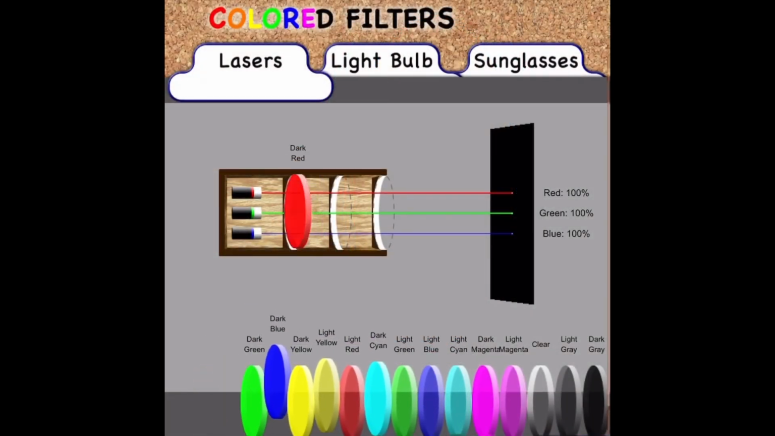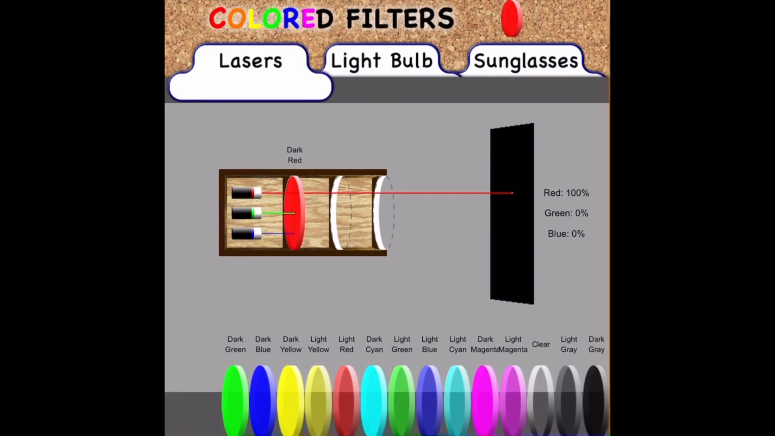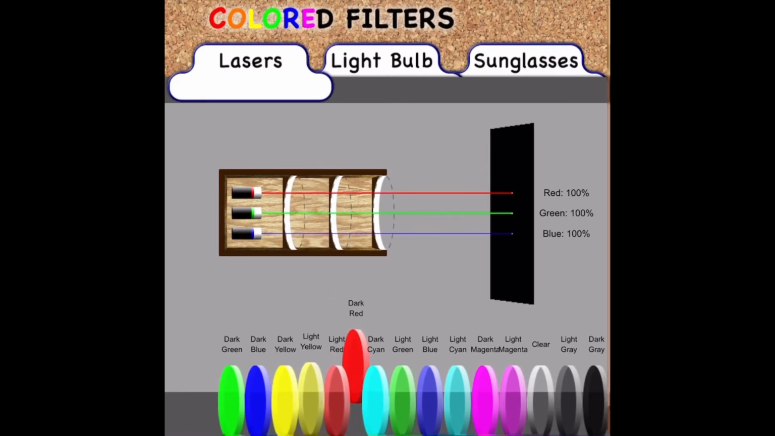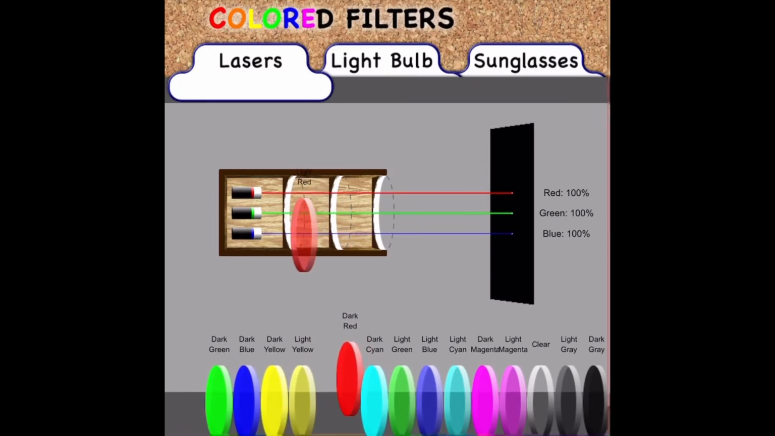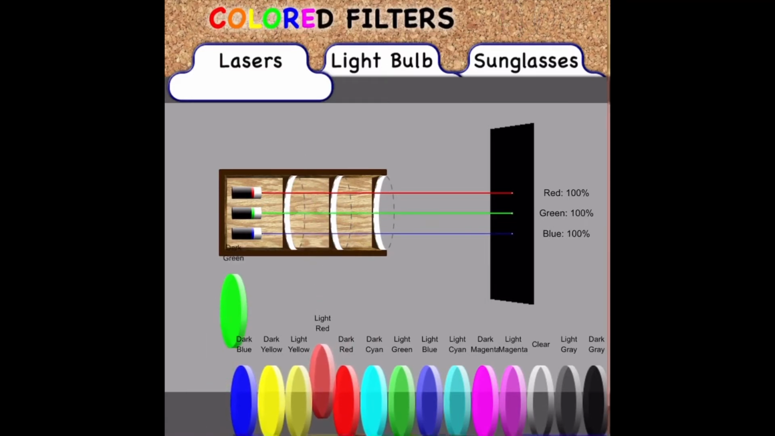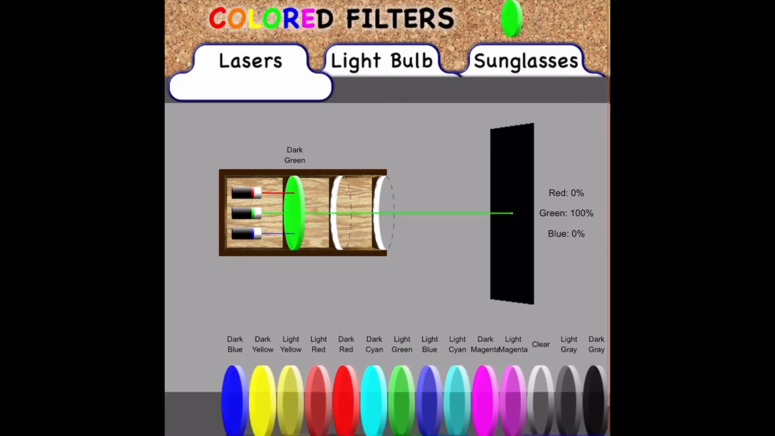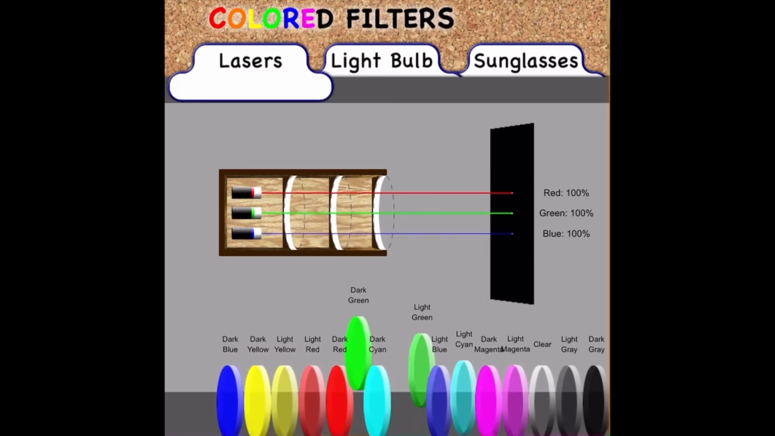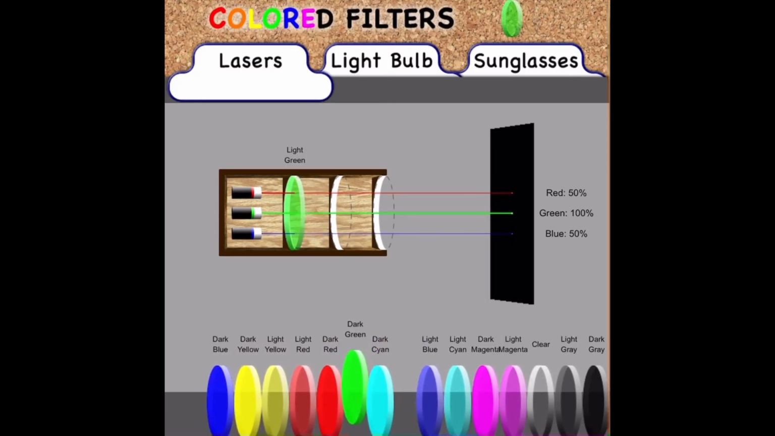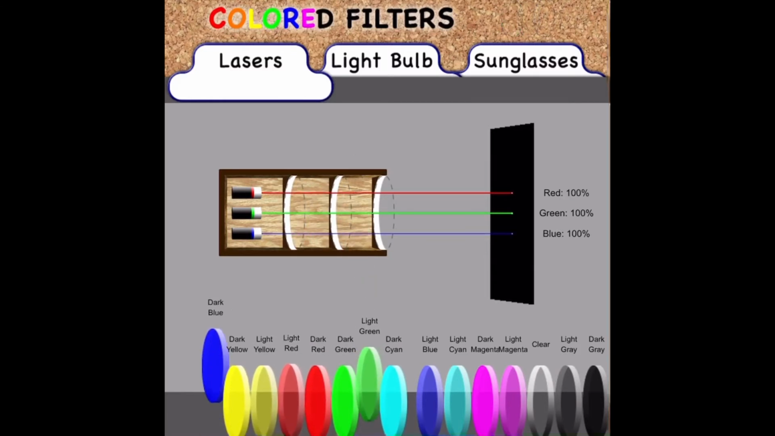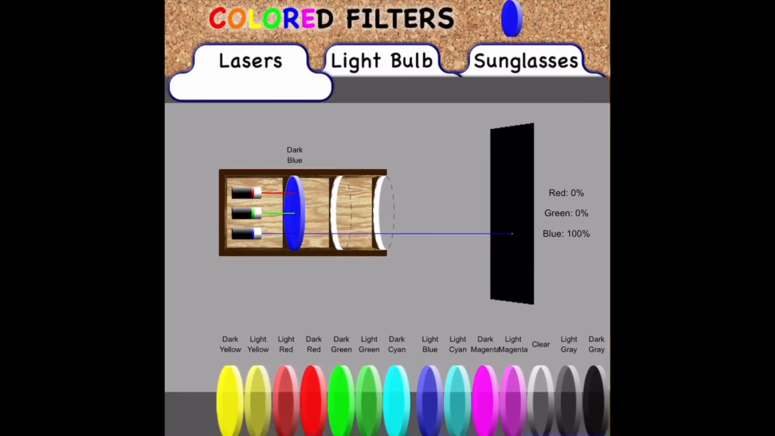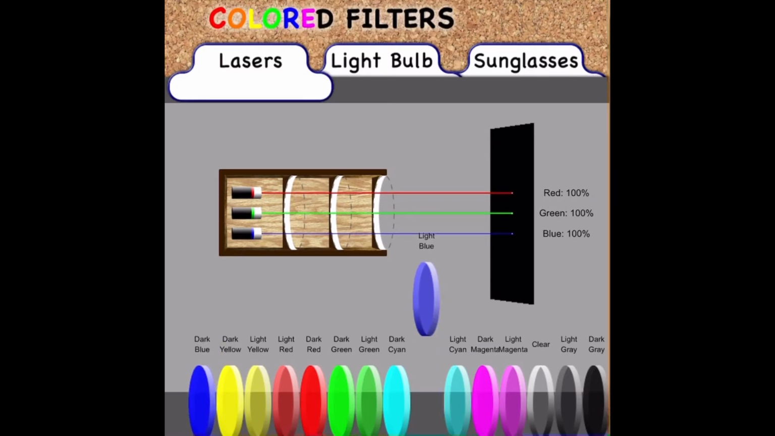When we keep the dark red filter, only the red is passed through. When we keep the light red filter, red is passed through, and green and blue are also passed through 50-50. When we keep the dark green filter, only green is passed through. When we keep the light green filter, green is passed 100% and the other two are 50-50. When we keep the dark blue filter, only blue is passed. When we keep the light blue filter, red is absorbed 50%, green is also 50% and blue is 100%.